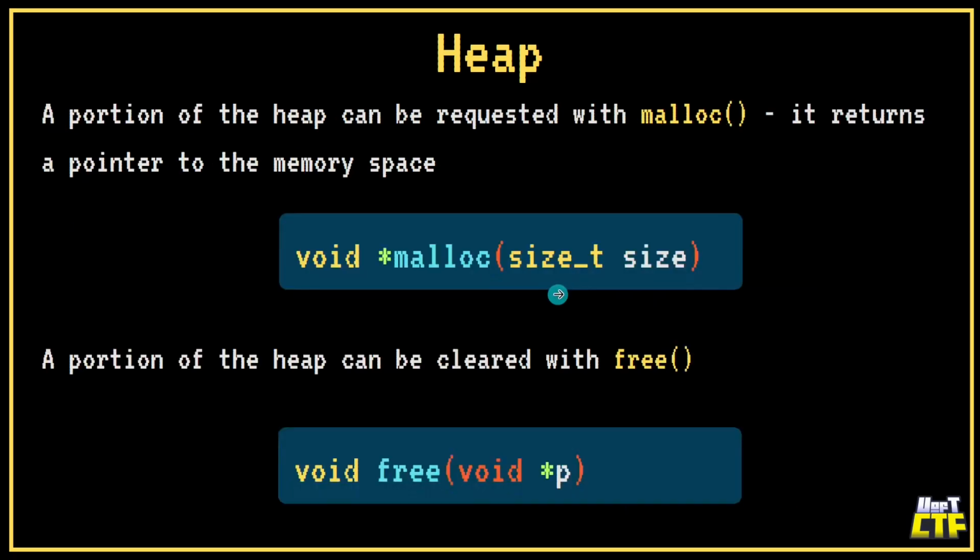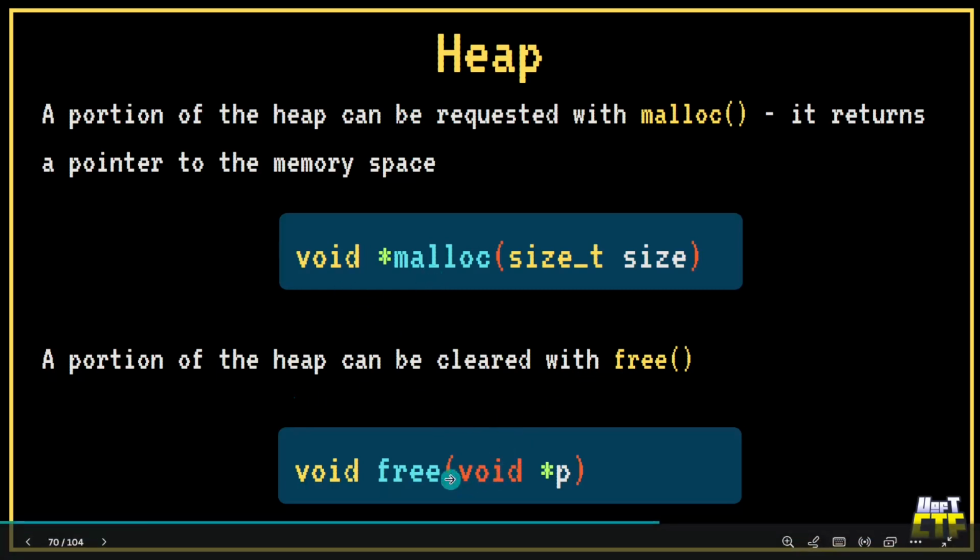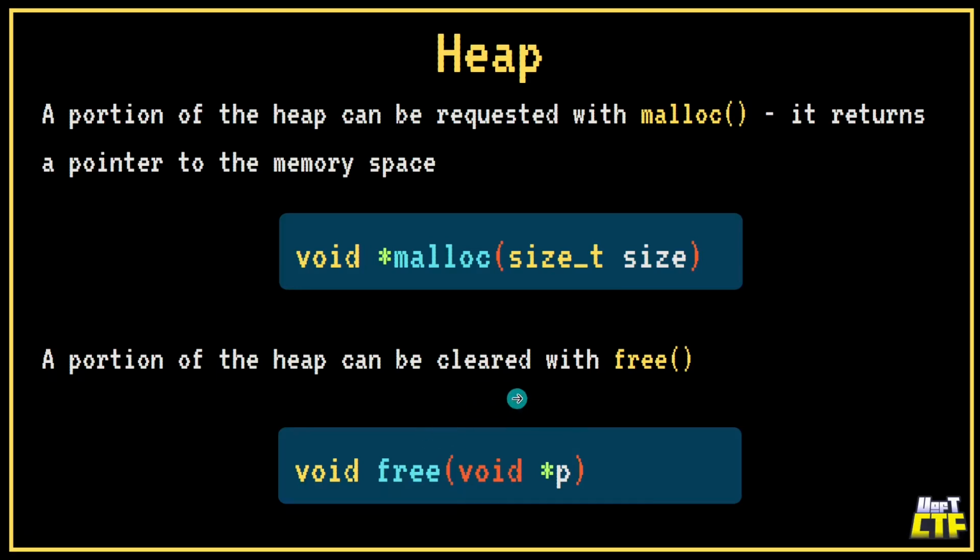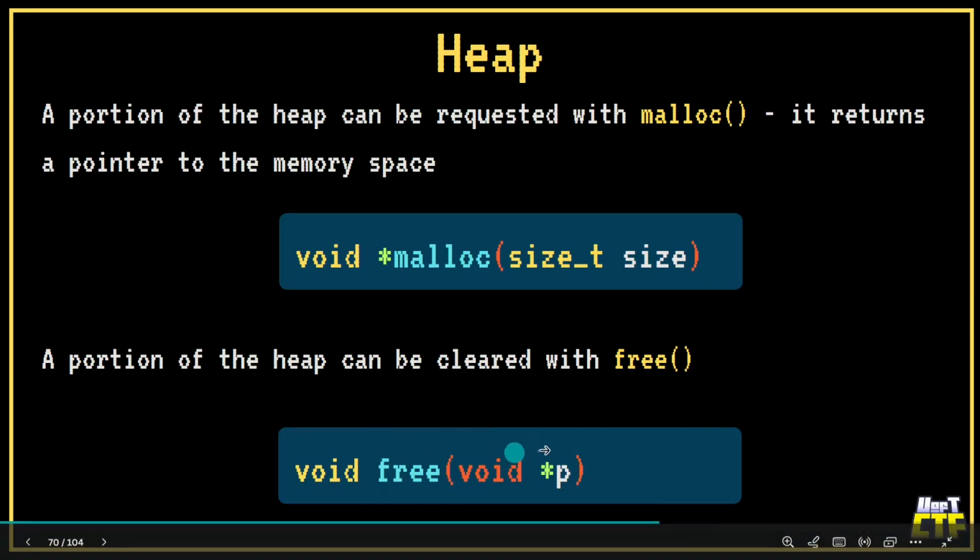So how does the heap work? Well, there are two functions. There's malloc, which allocates a portion of memory and returns a pointer to the memory chunk, and then there's also free, which returns that memory back to the program, so any other mallocs can use that area as well. Free is problematic and malloc is also problematic, but yeah.